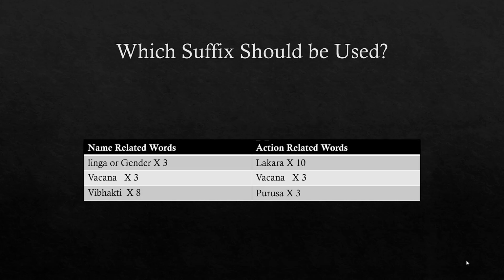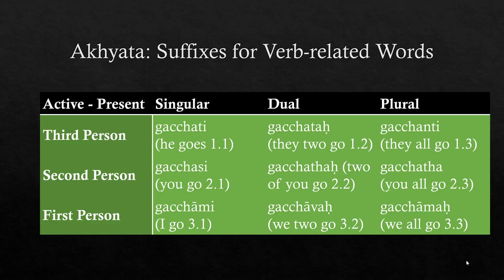added as suffix. So these are suffixes for present tense in English. So how does it go? This is for gam dhatu, and it goes gacchati, gacchata, gacchanti, gacchasi, gacchata, gacchatha, gacchami, gacchava, gacchama. And it translates as he goes, they two go, and they all go. So the first line is all third person. He goes, 2 go, and 3 go.